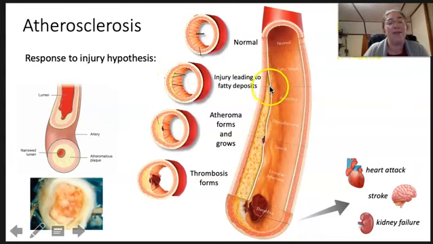And so then it serves as a sort of nucleation point, and fat continues to deposit there, and sometimes blood cells will deposit there and form a blood clot called a thrombus. Thrombus is just the medical term for a blood clot. So technically a thrombus is a clot that is stationary, that's stuck to a blood vessel wall.